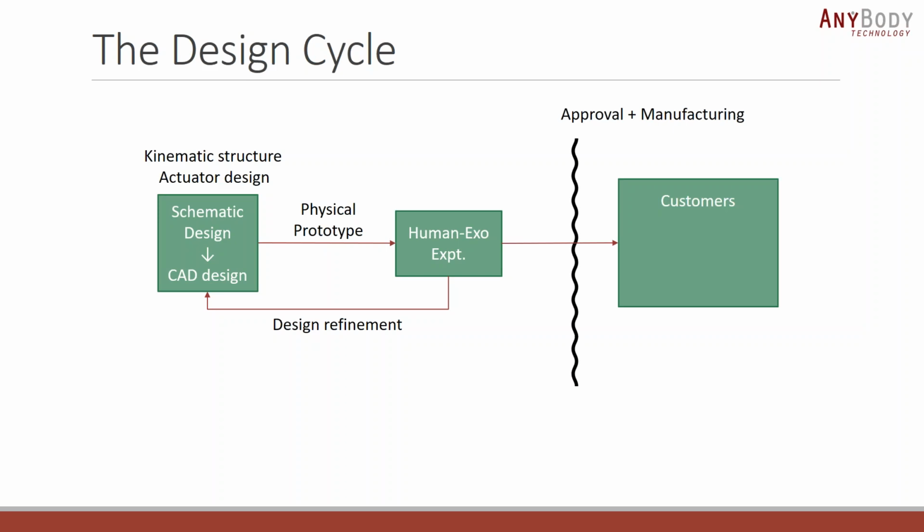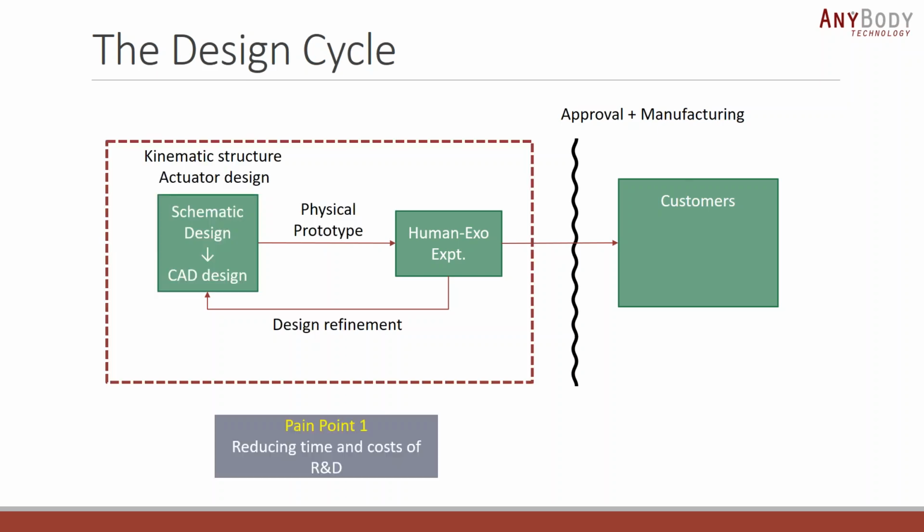Now, we like to define two main types of pain points that most exoskeleton designers face in this design cycle. The first one comes over here in the iterative design process, and this pain point has to do with trying to reduce the time and costs that actually go into research and development. So each time you need to make a physical prototype or basically arrange the whole setup for the experimental trial, there is time and money being invested.